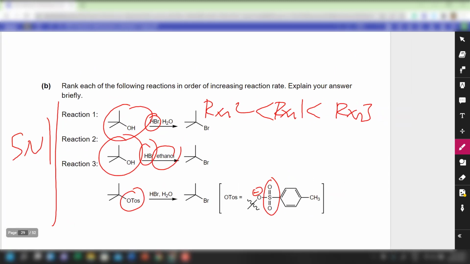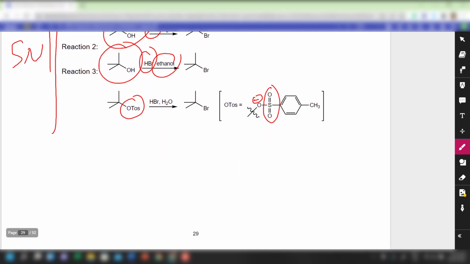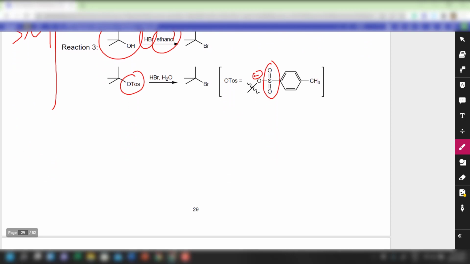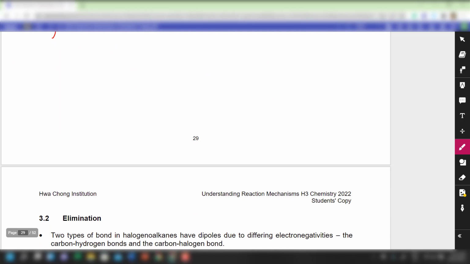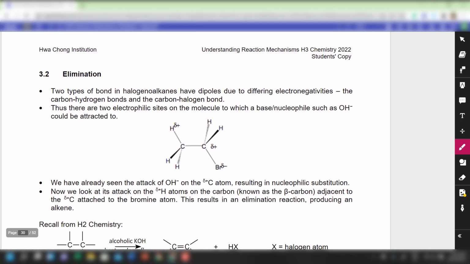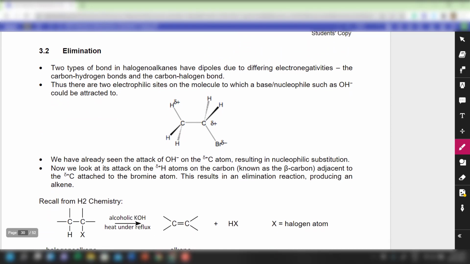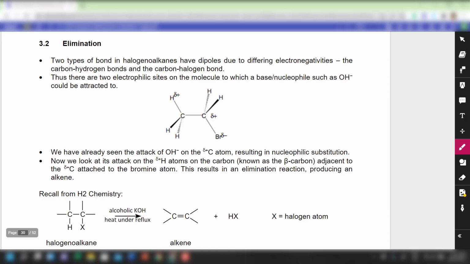So with that, we have come to the end of the substitution. It's the review of pages 16 to 29 of the notes which we mentioned. And the final bits of this particular review will be on elimination, which will take place from pages 30 to 40.